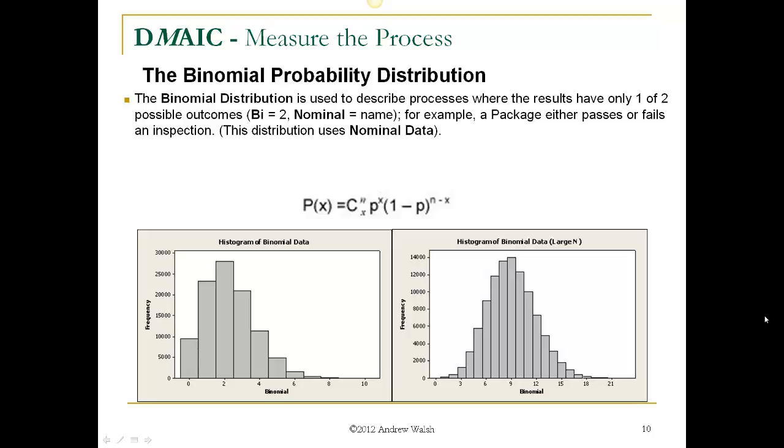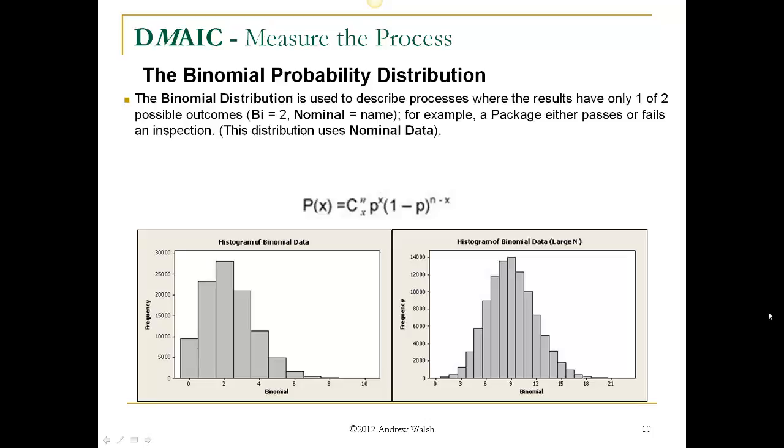So let's look at the binomial distribution. This is used to describe processes where the results have one or two possible outcomes, and that's where the name comes from, binomial, bi, two, nominal, name. For example, a package off a packaging line either passes or fails an inspection. Distribution uses nominal data, so it's pass-fail.